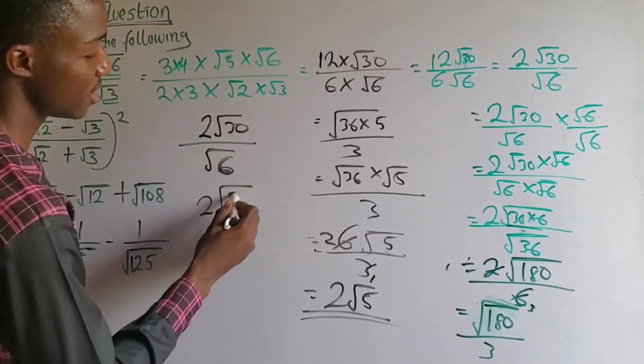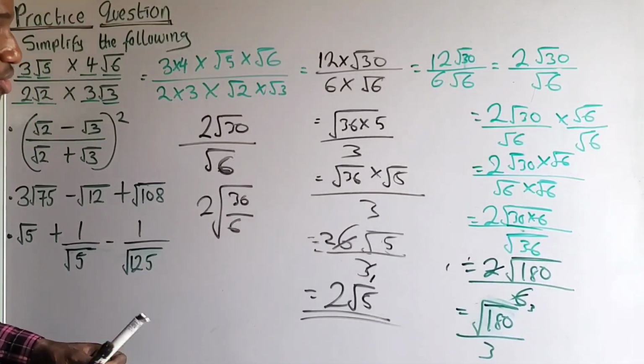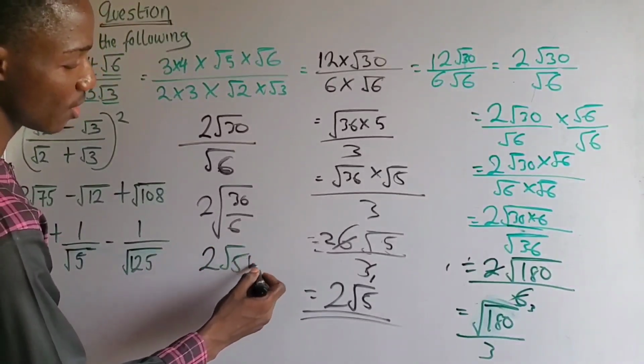2 root 30 all over 6. Root 30 all over 6 is what? 30 divided by 6 will give us 5. So I'm going to have 2 root 5. You can see now we got the same answer.